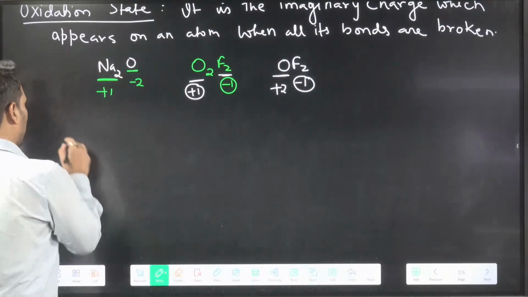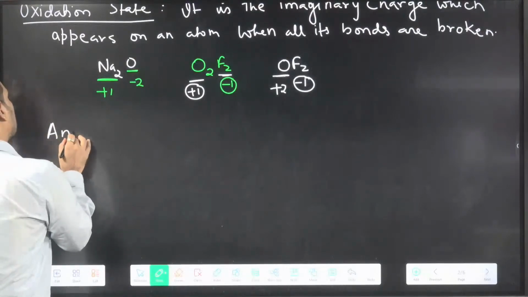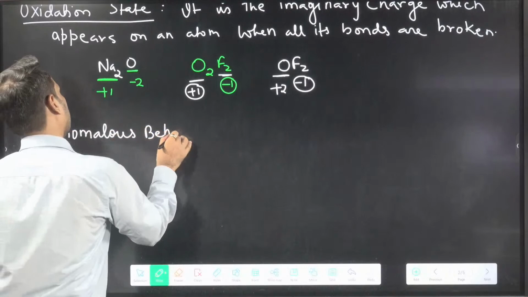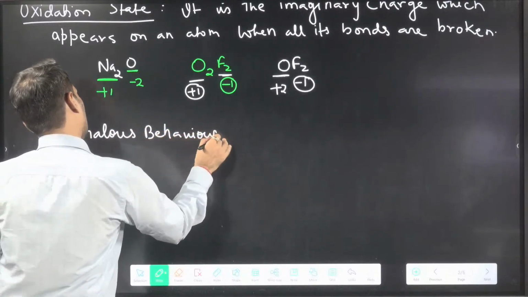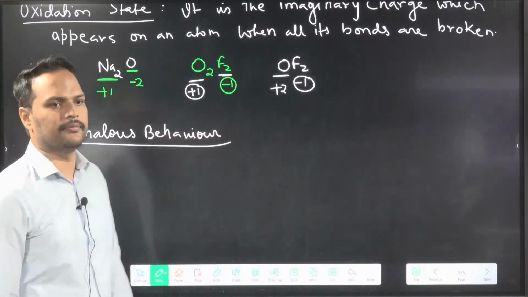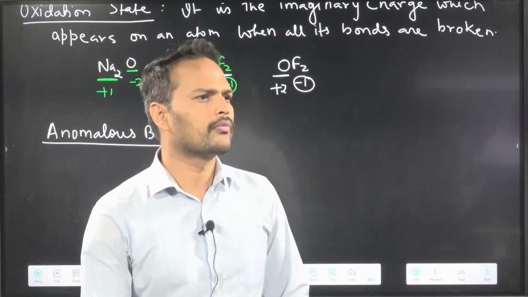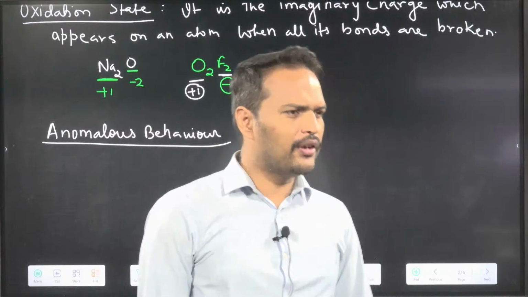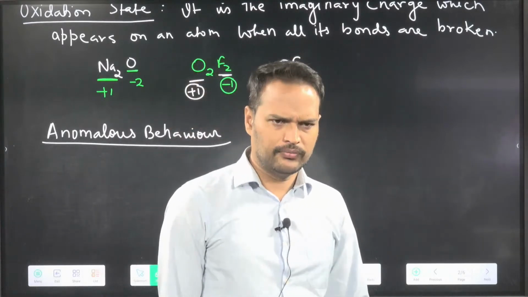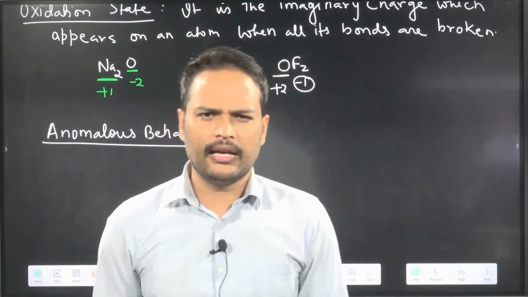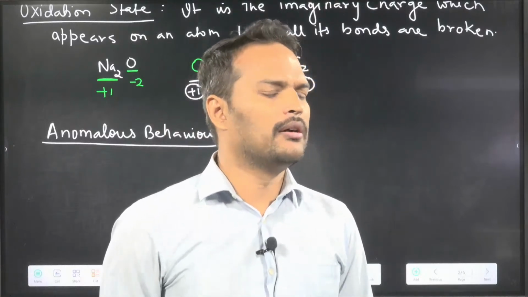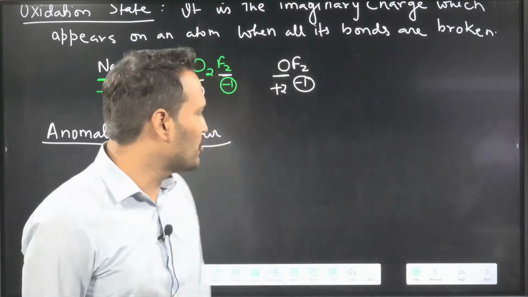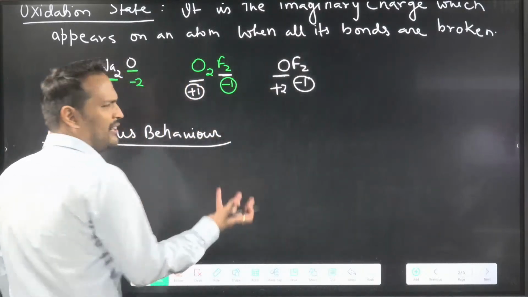So the next point we can talk about is anomalous behavior. What do you know about anomalous behavior? Do you know something about it? Tell me. Anomalous means irregular, abnormal, out of the box, not matching with anyone. So anomalous behavior means something different.